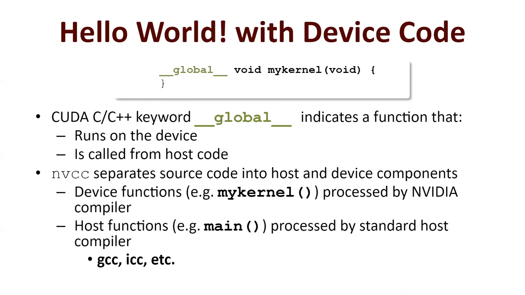The NVCC NVIDIA compiler will separate the source code into the host and the device components. For the host component, it will just use a standard host compiler to compile it. It could be the Intel compiler, or the GNU compiler, to compile the host code, just like traditional C and C++ code. But the device code will be compiled by NVIDIA itself, because it needs all the detailed implementation in the CUDA library and CUDA runtime. That's proprietary, and NVIDIA hasn't really open sourced that yet. Everyone can download it, it's free, but it's not open source.